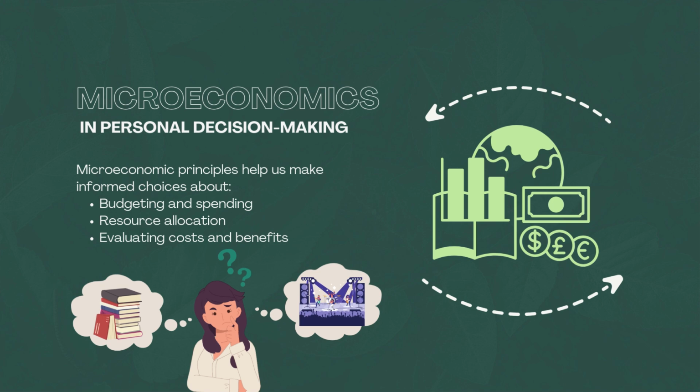For example, if you're a student deciding between buying a textbook or saving money for a concert, understanding opportunity cost can guide your decision. By choosing one option, you're sacrificing the next best alternative.